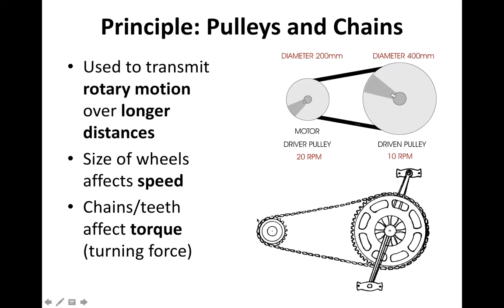And the same again with chains used on bicycles. The chain is there to affect the torque, so you can get a maximum amount of turning force. That's why you don't see pulley belts on bicycles, because they're not efficient enough. They would slip all the time.